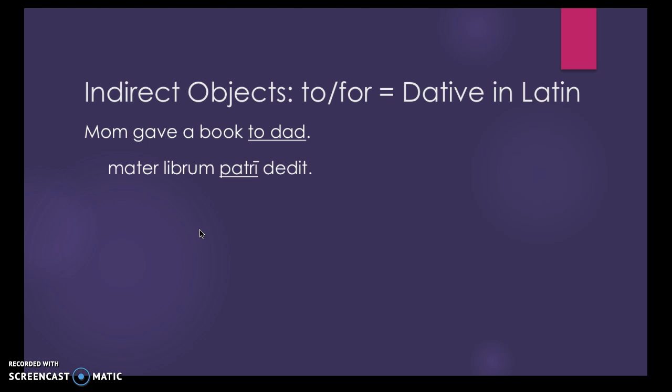Okay, the first one, Mom gave a book to Dad. That would be "mater librum patri dedit." Mater is in the nominative because that's the subject. Librum is in the accusative because that's directly receiving the action of the verb. It's what's being given. Patri is in the dative because it's the indirect object. Dad here is indirectly receiving the action of the verb.